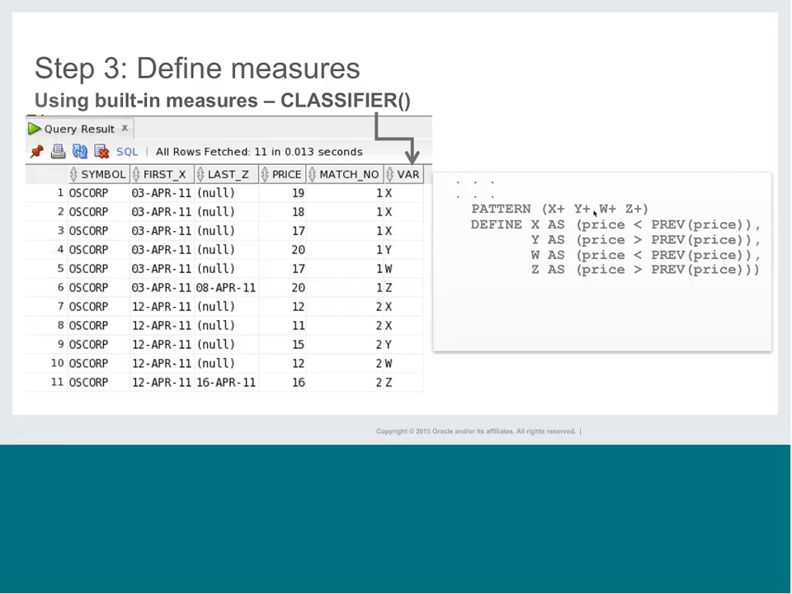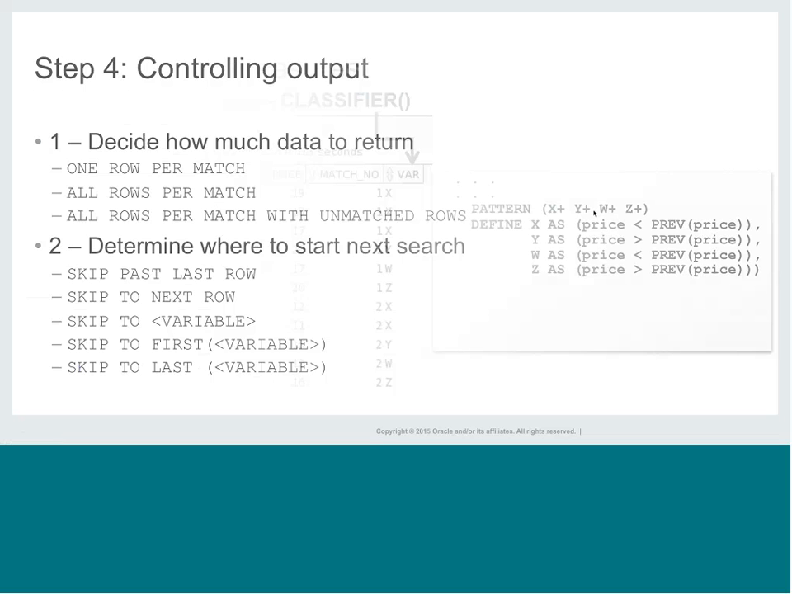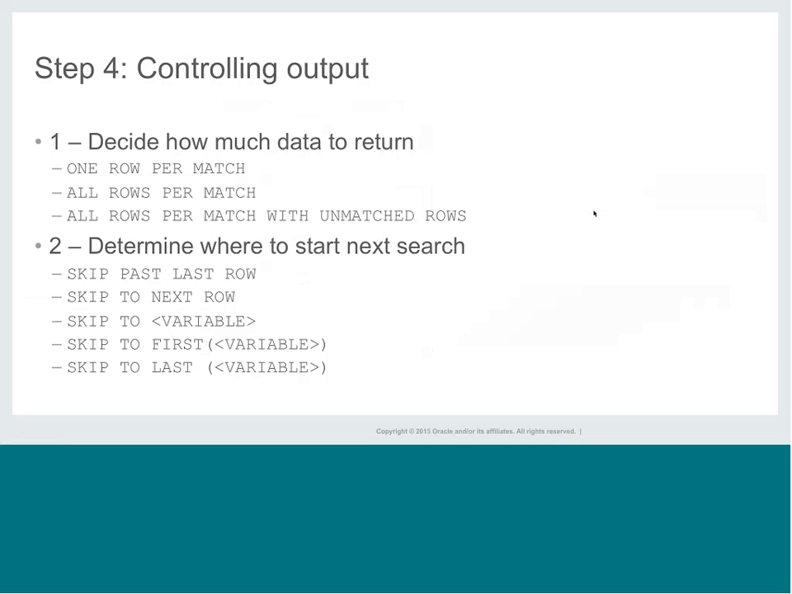So I've got my data. I've got it correctly ordered. I have it set up so that I've defined my pattern. I know what I'm looking for. I know how I'm going to look for it. I've checked that it's coming back as I expected. I've set up my measures to return into my select statement so I can get information out about the pattern. The last thing we need to do is look at, okay, how much data do I want to return when I execute this? And we have three options.